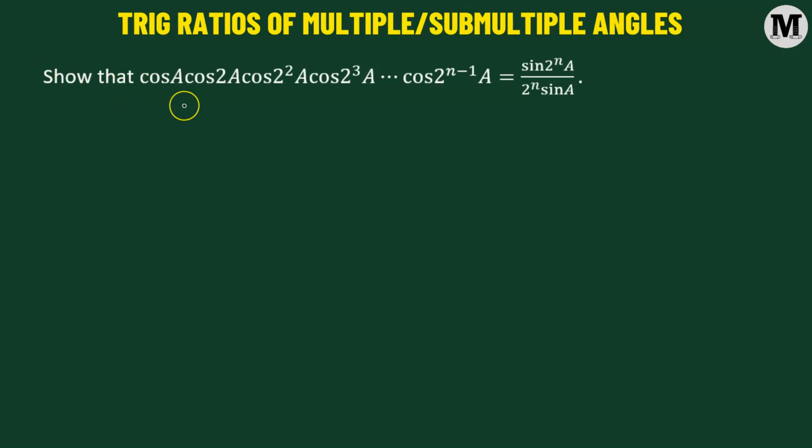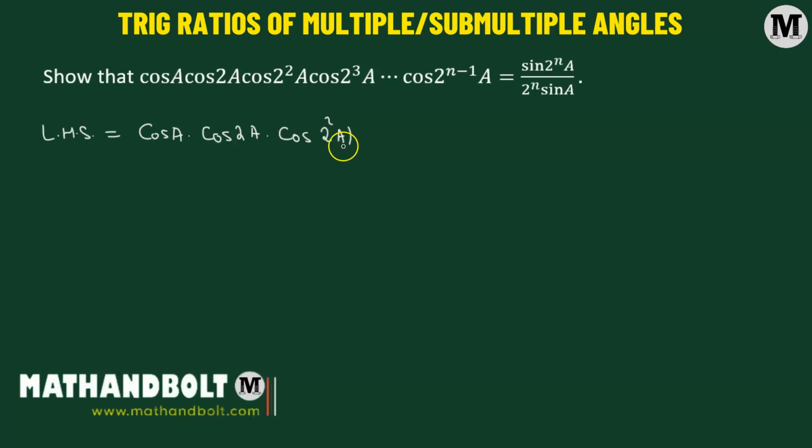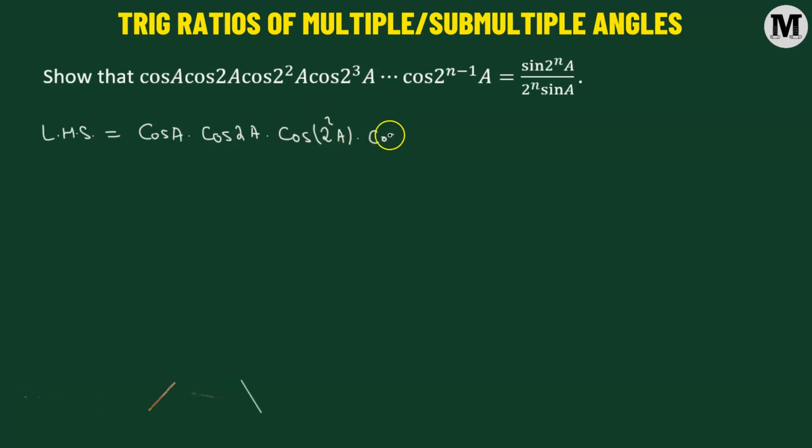So here in this problem, we need to prove the following. Let us begin our problem from the left hand side. Here we have cosine of A, multiplied to cosine of 2A, multiplied to cosine of 4A, but 4 is represented as 2 squared A, multiplied to cosine of 8A, so that's 2 cubed A. And this goes on to the last one, which is cosine of 2 raised to the power of n minus 1 times A.